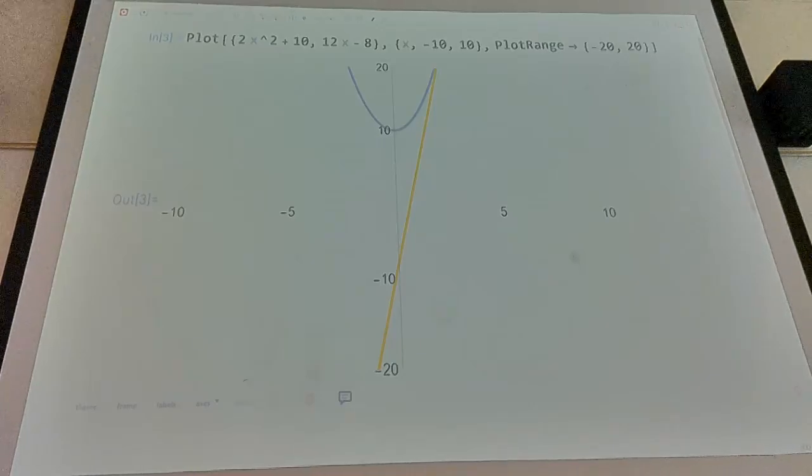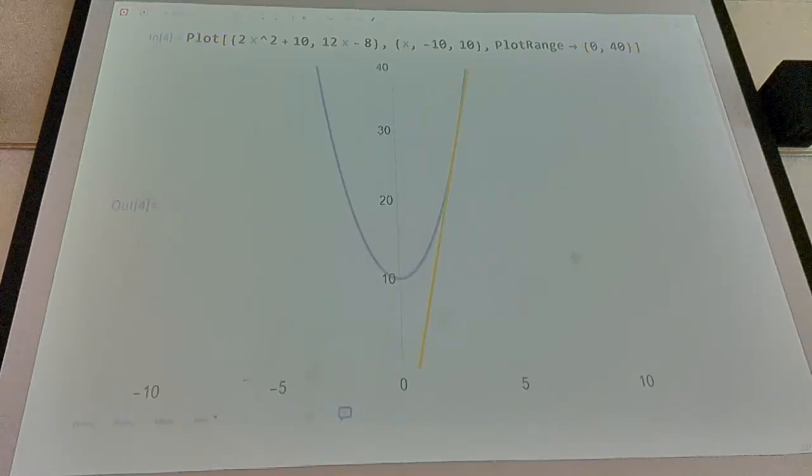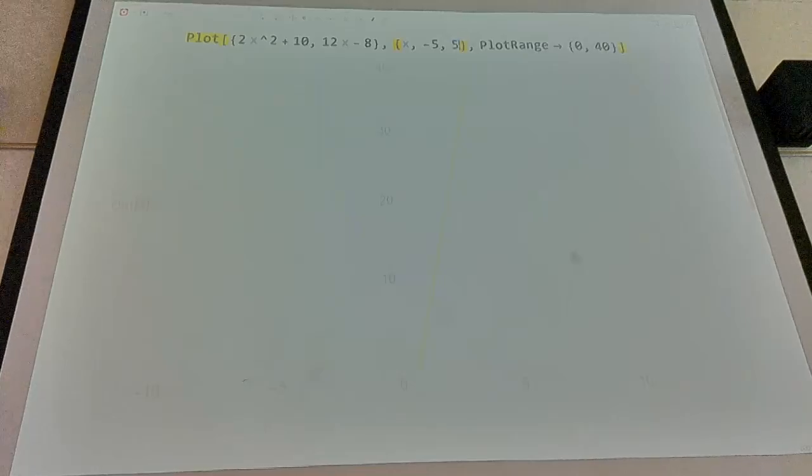So I guess what I could do is do 0 to 40. That'll work. But I could also theoretically do dx. Might do. Set that back to minus 5 to 5.